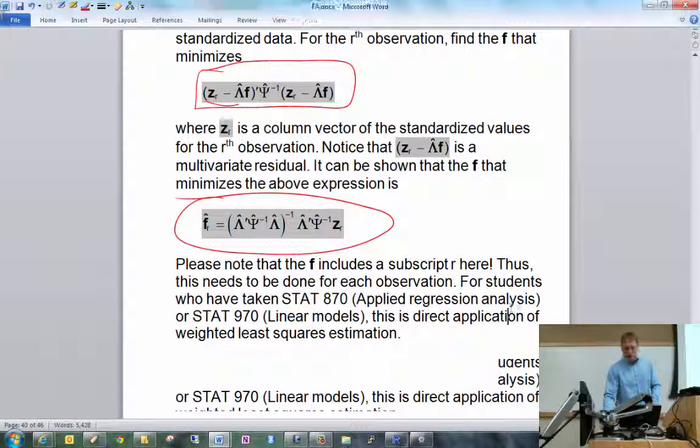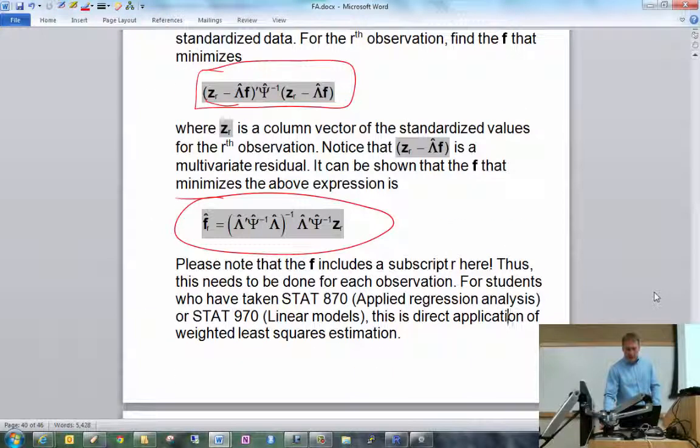So it's just a product of some matrices. Some are transposed, some are inverted. You can easily program this into R. It's not that difficult to do. And that's how you would find it for, let's say, the rth observation. And you would do this then for every observation in your data set to find a factor score.